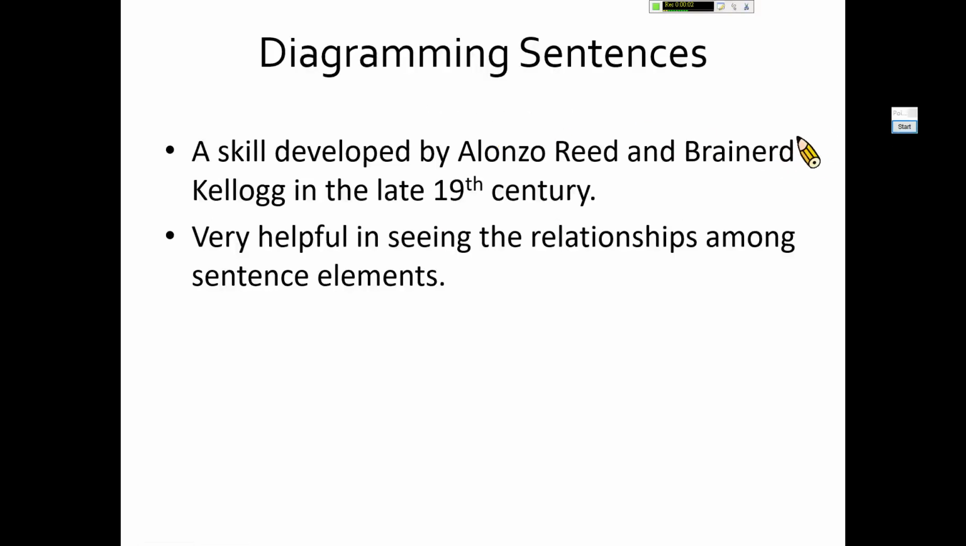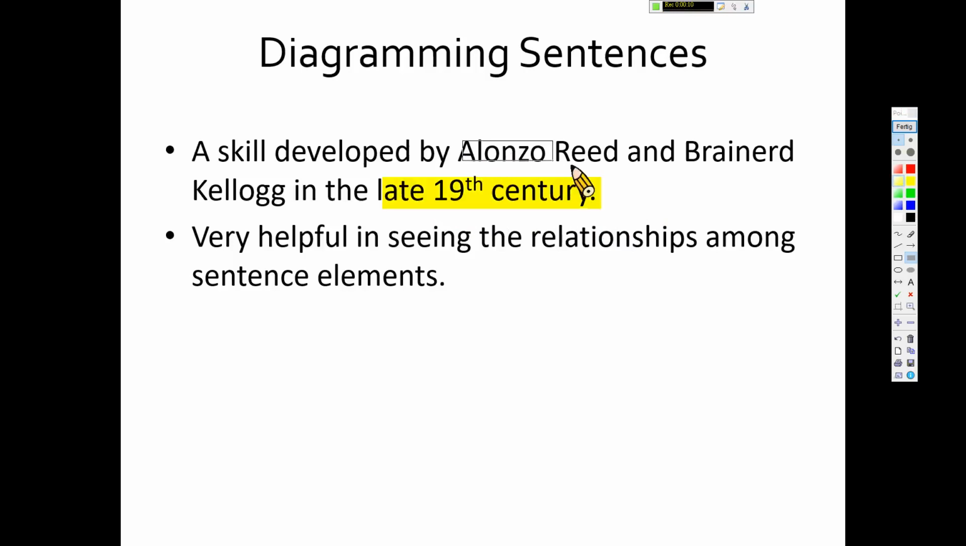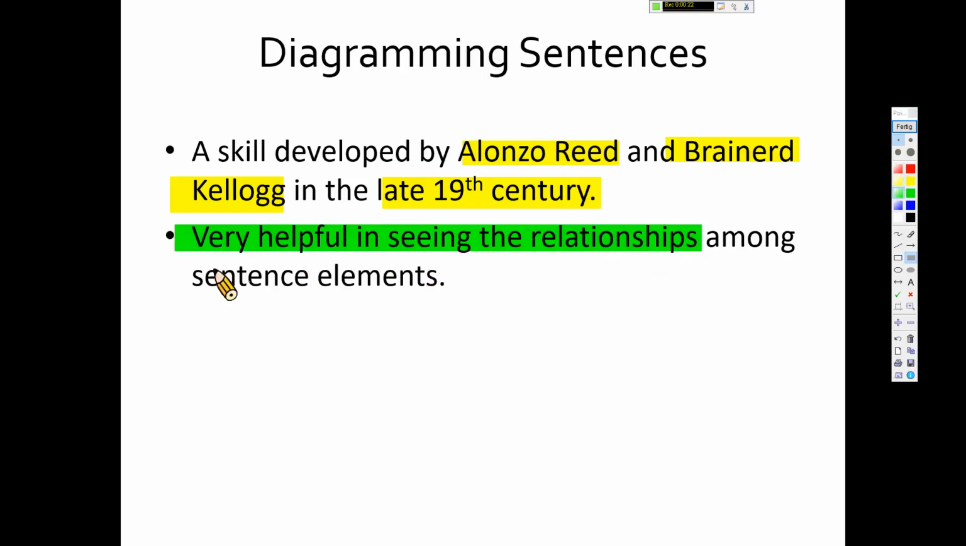So sentence diagramming is basically not a new science. You can see it was developed in the 19th century by two scholars. Until now, the question is: why do we need to learn it? Because it is very useful and very helpful in seeing the relationships among the sentence elements. That's why we need to learn it.